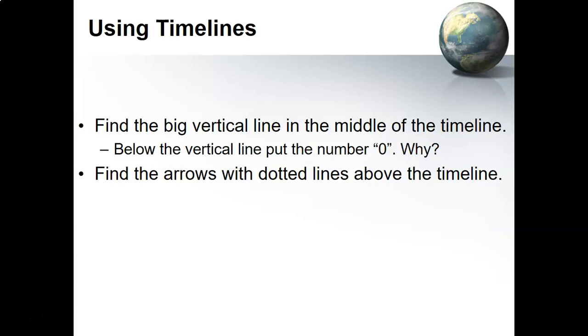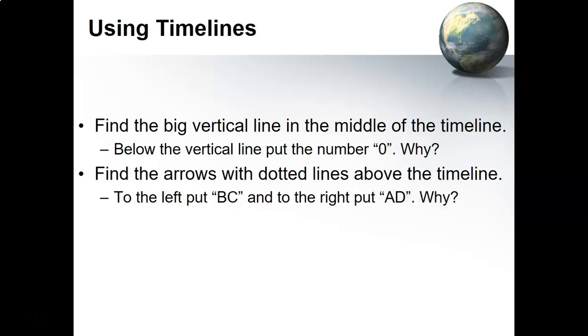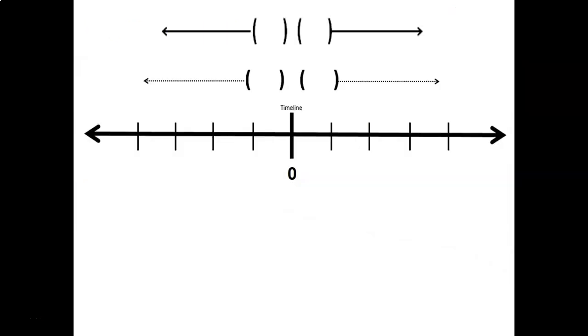So here's what I want you to do on the timeline next. Find the arrows with the dotted lines above the timeline. So like that's the immediately above. And you'll notice there's arrows pointing in both directions with dotted lines, and there's some parentheses there. In the parentheses, put BC with the dotted arrow pointing left and AD with the dotted arrow to the right. And again, I want you to think about why we are doing what we're doing.